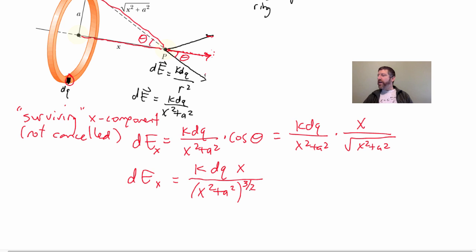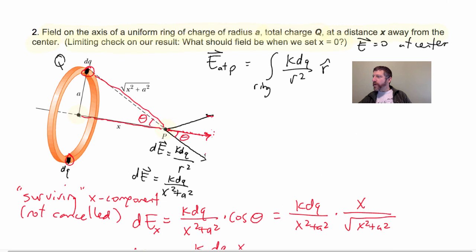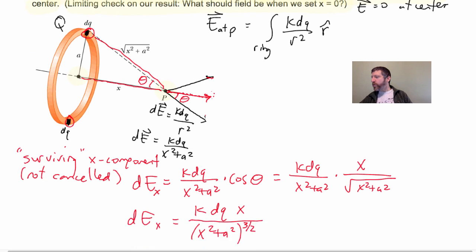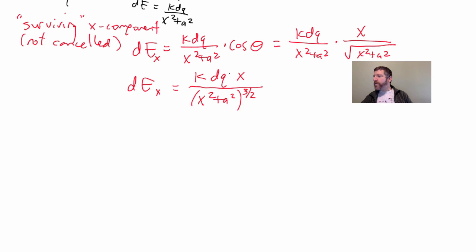Okay, and I'm almost there. All I got to do now is express this dq somehow in terms of x. Let's go back up to our drawing here. It's got a total charge q. But what are we going to do with this dq? Now you might say I've got to use lambda because it's a linear charge density, but here's something we can use to shortcut this whole thing. Notice that every single thing here is a constant. Everything here is constant except for dq.